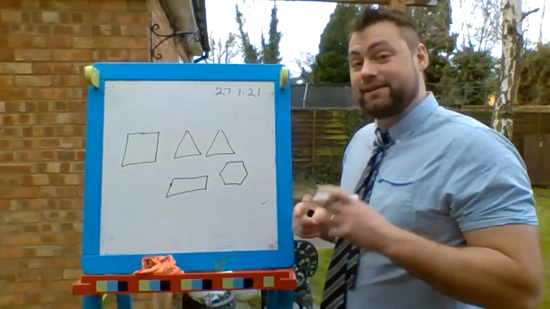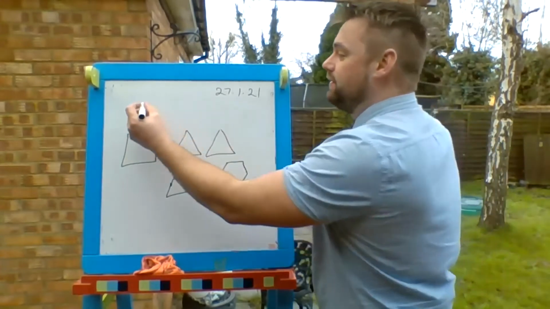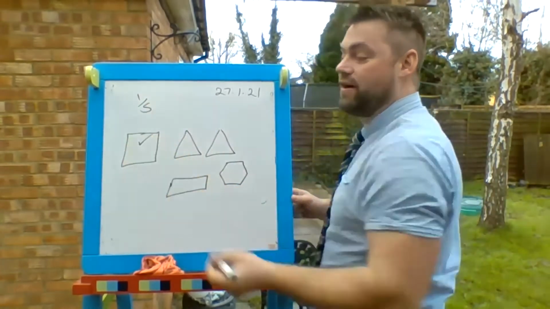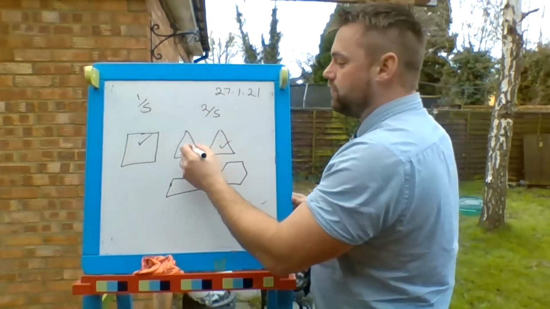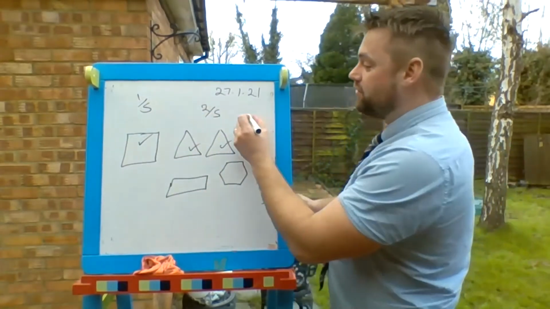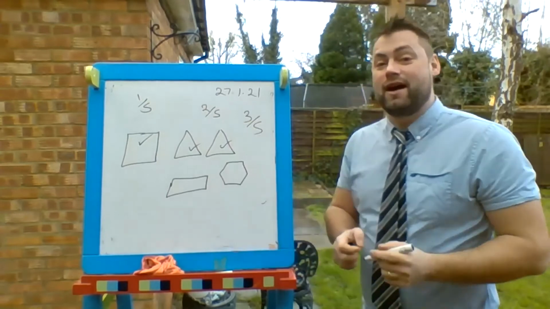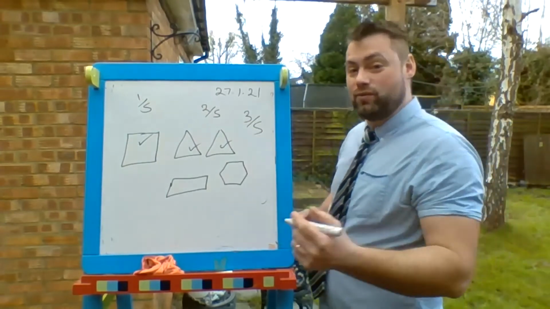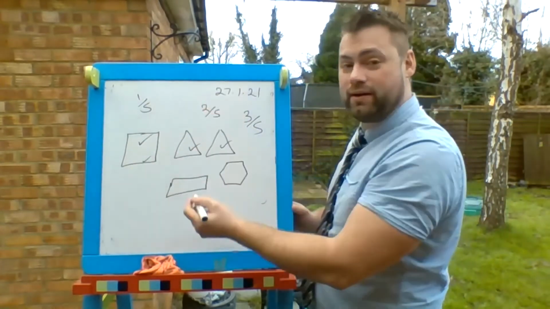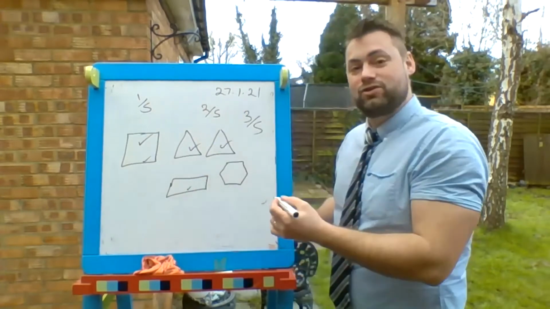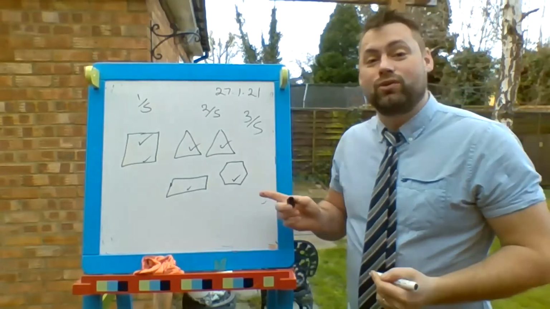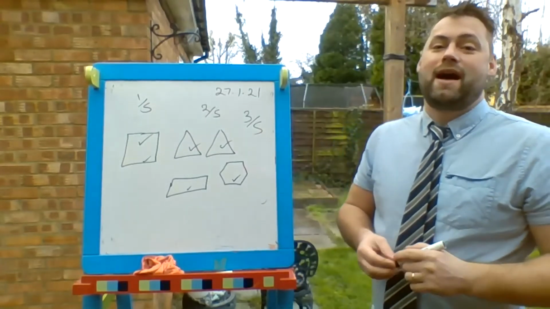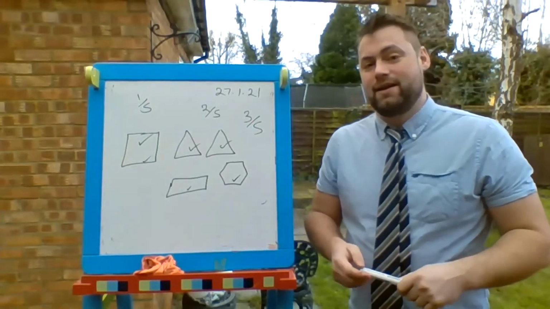So in this, if I said 1 out of 5 is a square, we've got it correct. 2 out of 5 needs to be triangles. We've got that one correct. 3 out of the 5 have to have sides more than 3. Well, look, this one's got 4, so that's 1. This one's got 4, that's 2, and this one has 6. Sorry, that's 3. So 3 out of the 5 shapes have sides greater than 3.